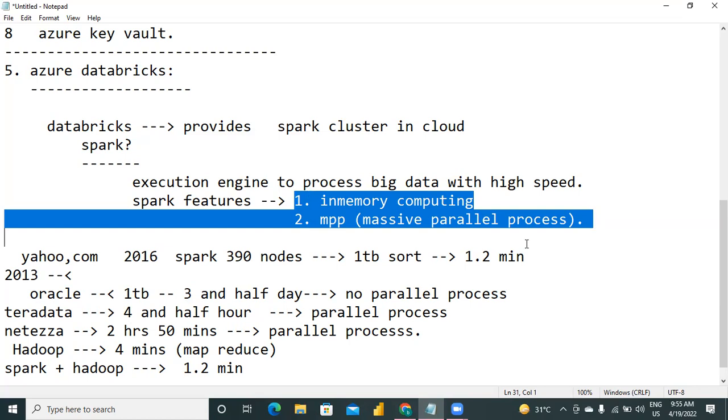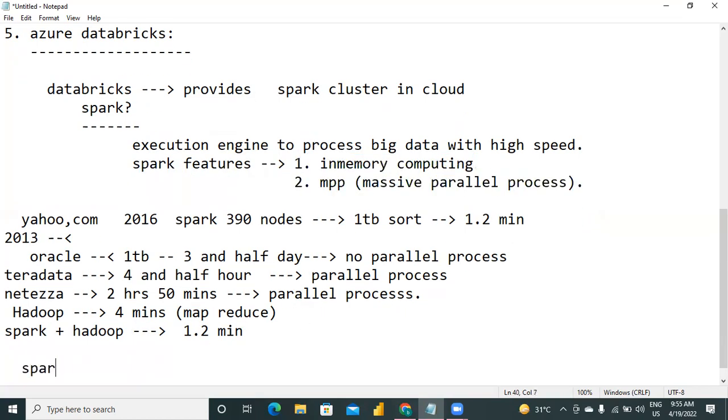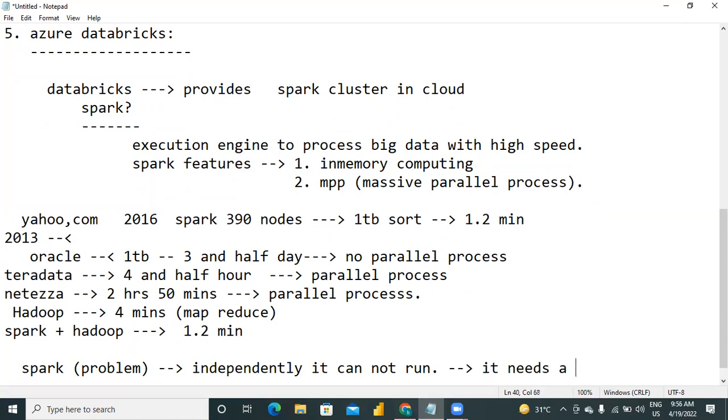But the problem with Spark is, independently it cannot run. Always it needs a cluster. Cluster means what? Yesterday we discussed cluster: a group or network of nodes acting as a server. It needs a cluster. Without a cluster, it cannot execute the processing.